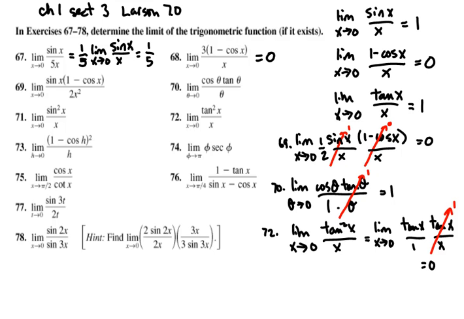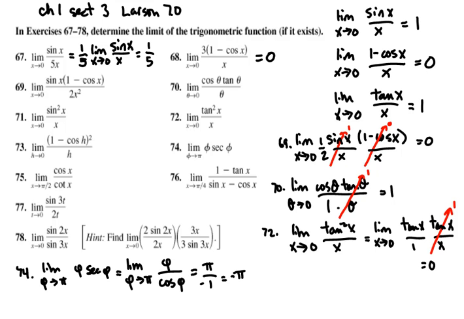We'll go on to 74, one more. Here you're not approaching 0, so you have to be careful about that. Secant of phi, that's the Greek letter phi, is really 1 over the cosine of phi. So when you plug in, you're going to get pi, and cosine of pi is -1, so it's pi over -1.